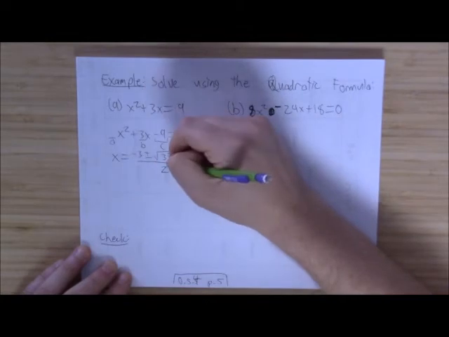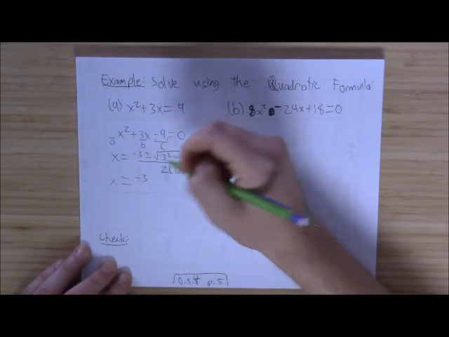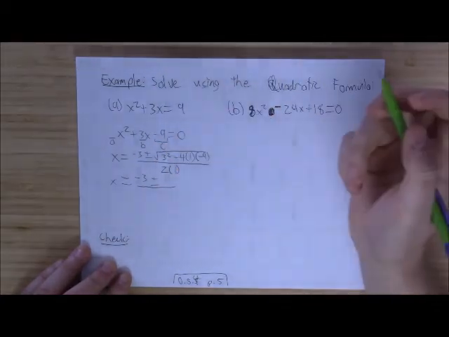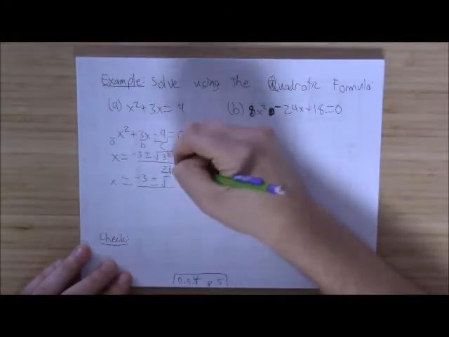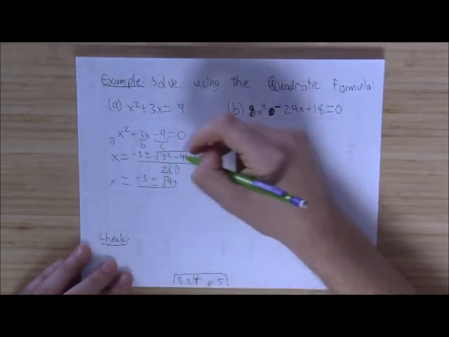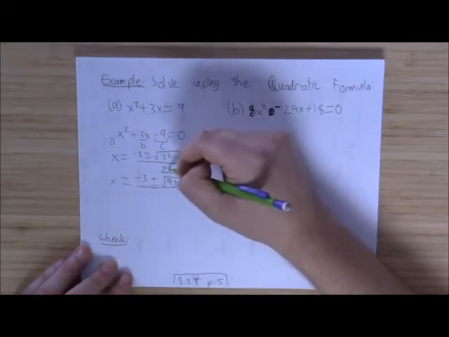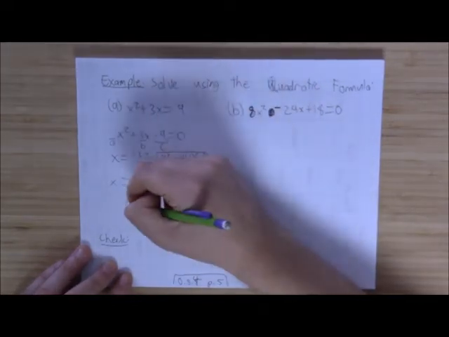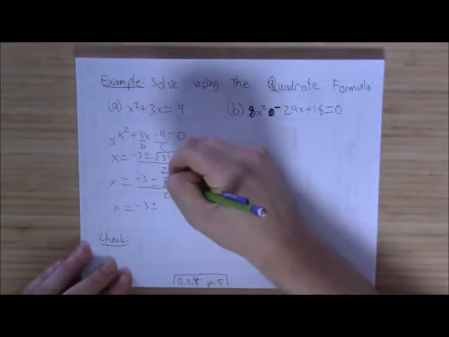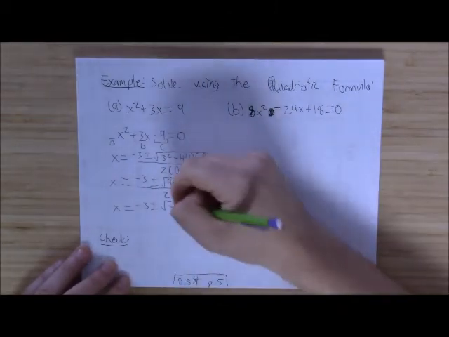All over 2 times a, which is 1. In other words, we have x is equal to negative 3 plus or minus the square root of b squared minus 4ac, so negative 3 plus or minus the square root of 9 plus 4, negative 4 and negative 9 give me positive 36. All over 2. Well, that equals negative 3 plus or minus the square root of 9 plus 36, which is 45.